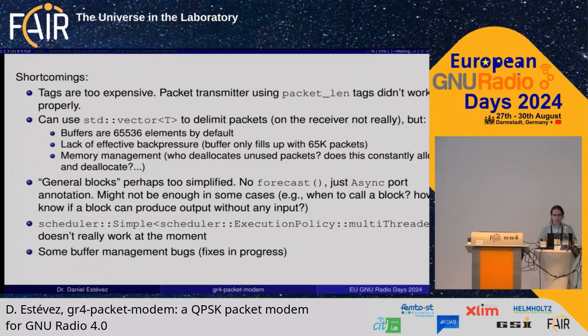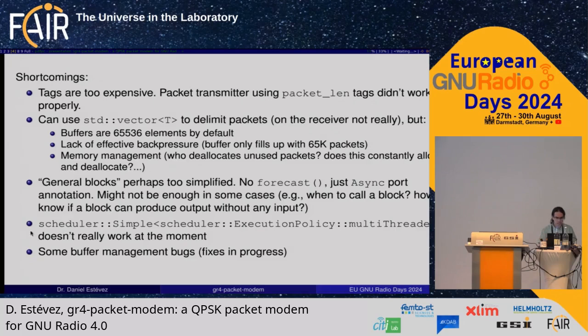Also general blocks. So there is no forecast function at the moment, and it is not foreseen. There is an async port, which means this port might do anything regarding resampling. And in most cases, I've used it. It works, but it might not be enough in some cases, I think. Coming from gr3, there are some cases where forecast has been really important to make the block do exactly what I wanted. So I'm not really sure, especially when you have a block that sometimes can produce output without an input and sometimes cannot. So how do you communicate that to the scheduler?